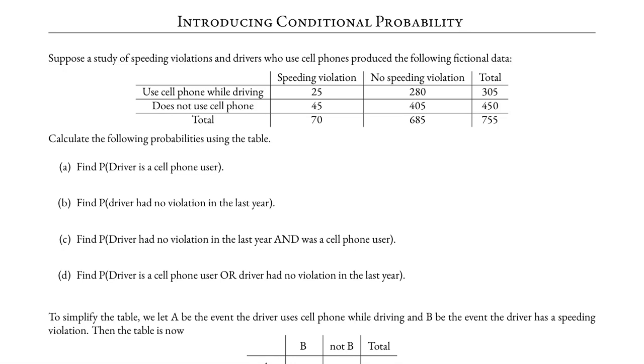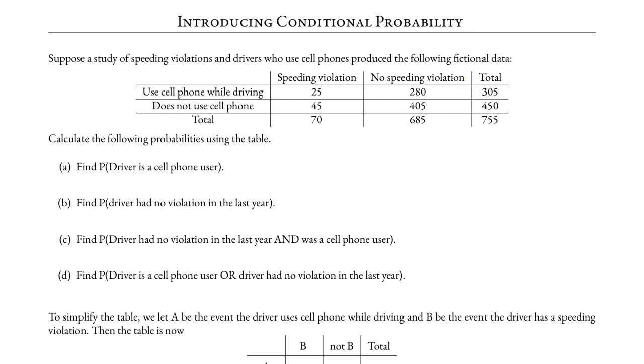Introducing Conditional Probability. Suppose a study of speeding violations and drivers who use cell phones produced the following fictional data. Speeding violation, no speeding violation, use cell phone while driving, does not use cell phone. Usually we are given a 2 by 2 or a two-way table.